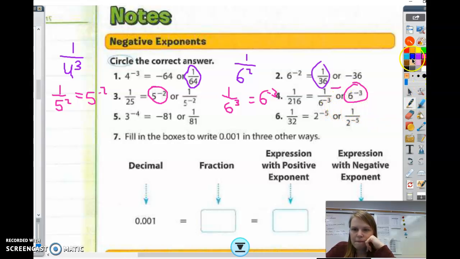All right, let's do another one. So let's do this one here. This says 3 to the negative fourth. So 3 to the negative fourth would be the same as saying 1 over 3 to the fourth. So you can plug in 3 to the fourth in your calculator and see what you get. And I'm assuming it's 81. So it'd be 1 over 81.